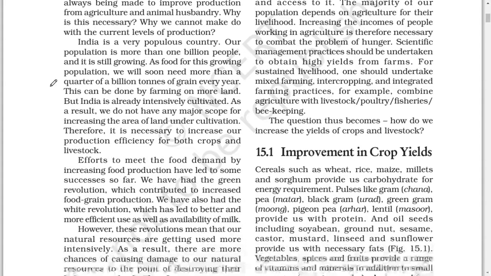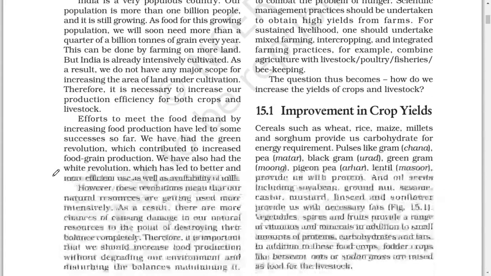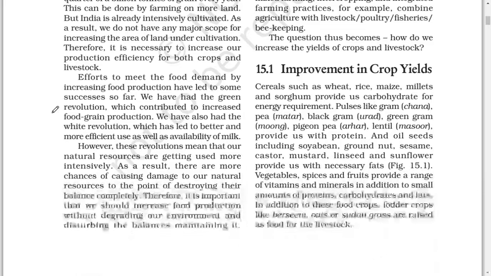This can be done by farming on more land. But India is already intensively cultivated. As a result, we do not have any major scope for increasing the area of land under cultivation. Therefore, it is necessary to increase our production efficiency for both crops and livestock. Efforts to meet the food demand by increasing food production have led to some success so far.